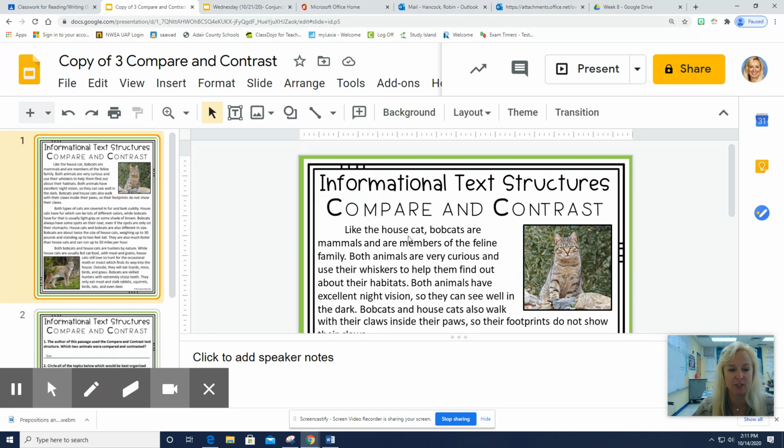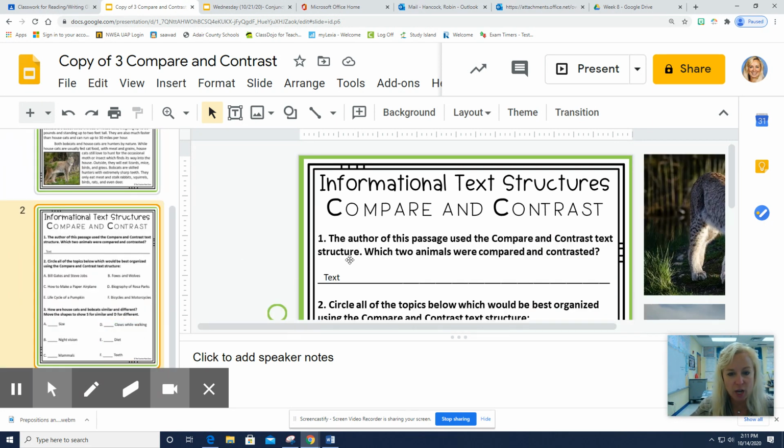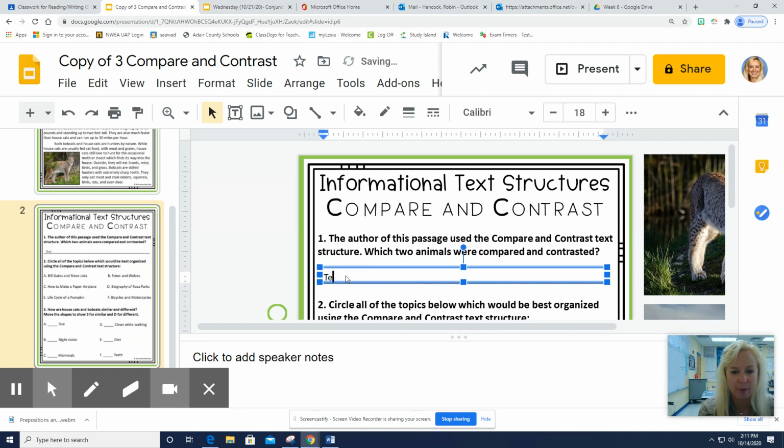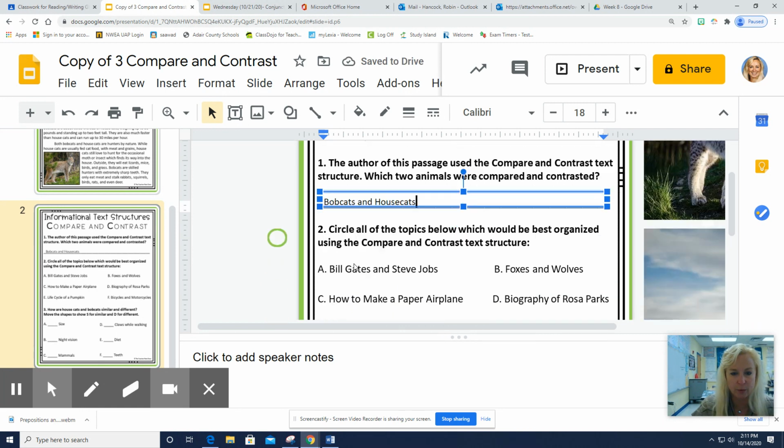Two subjects if it's compare and contrast. So let's see. The author of this passage used the compare and contrast text structure. Which two animals were compared and contrasted? Well, that's easy. I know that they compared bobcats and house cats.